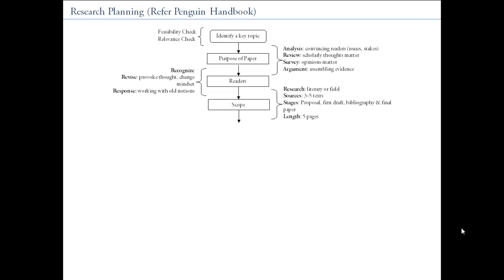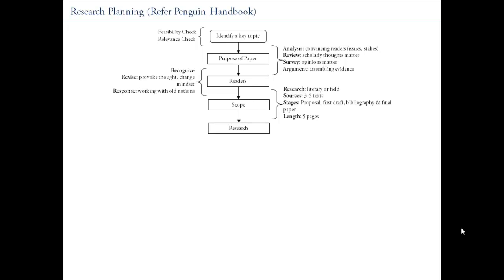The next, you do your research, and then you have the first draft, and your final draft is revised based on your teacher and peer feedback, just as before. But the one difference is this time you also need a bibliography where you acknowledge the different resources, the 3 to 5 resources that you're using. You acknowledge them in a bibliography. Expected length is about 5 pages.